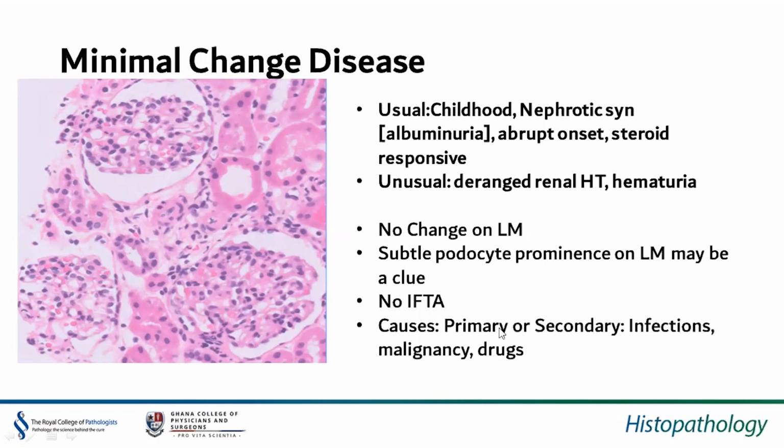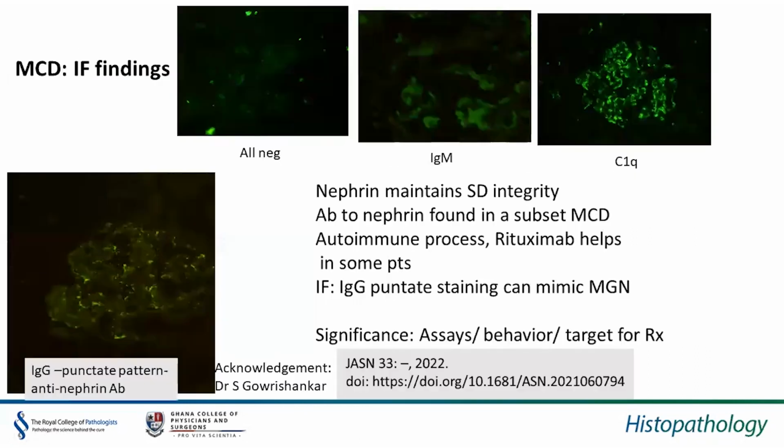Minimal change disease may be primary, or it may be secondary to infections, sometimes secondary to malignancy, or even secondary to drugs like non-steroidal anti-inflammatory drugs. On immunofluorescence, it's usually all negative. Sometimes you may get some degree of staining for IgM and some degree of staining for C1q. And the cases that show IgM and C1q staining are the ones which may not be really steroid responsive.